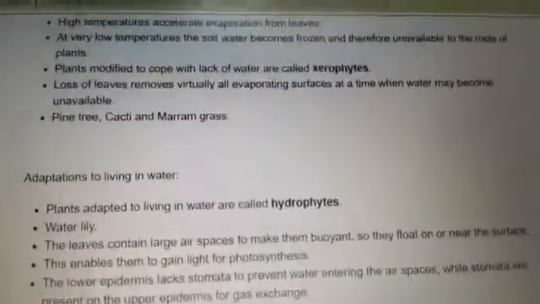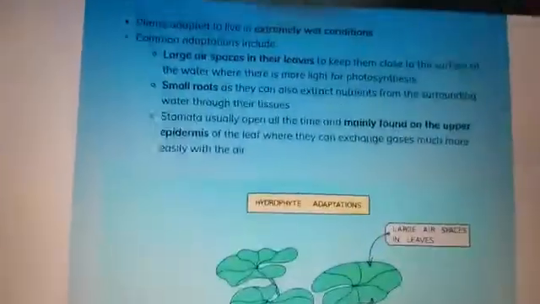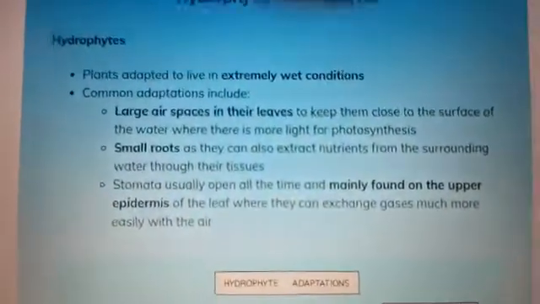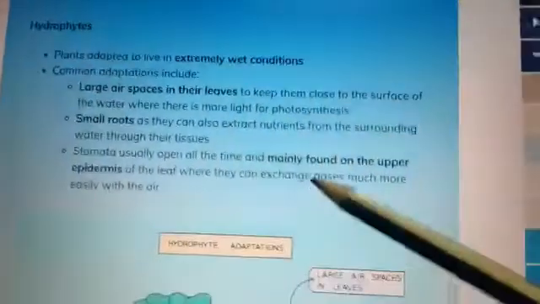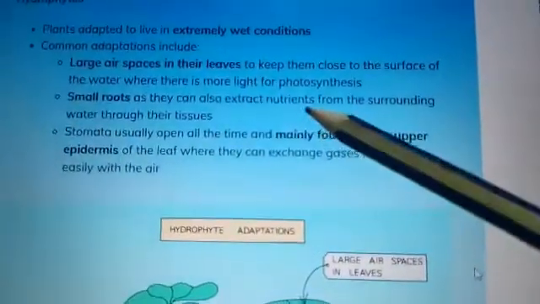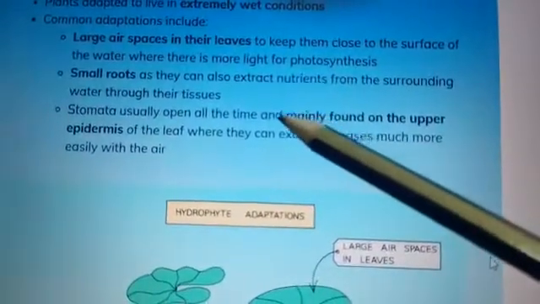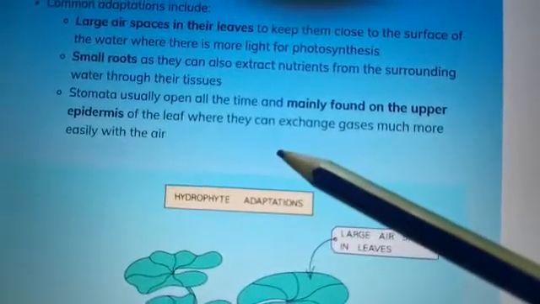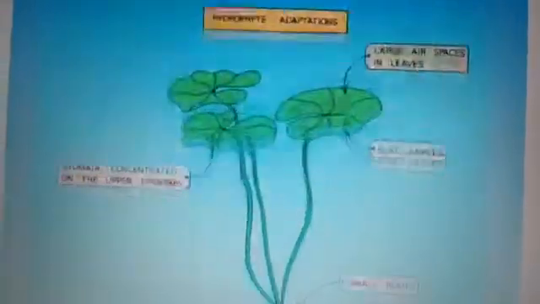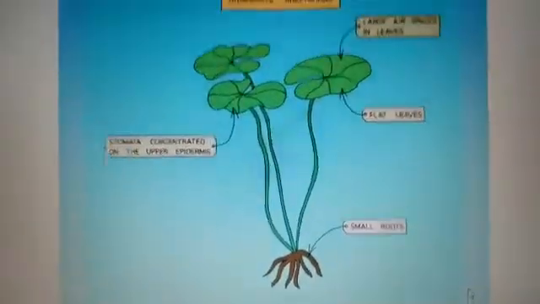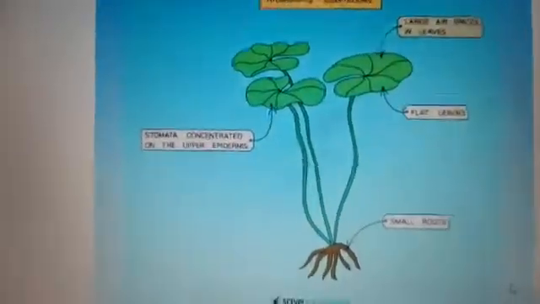Now I will show you the pictures of these plants. You can see here the hydrophytes and the xerophytes. First one, they are talking about the hydrophytes. Plants adapted to live in extremely wet conditions or in water. Large air spaces in their leaves, small roots, and stomata usually open all the time and mainly found on the upper epidermis. You can see here the diagram of the hydrophyte, the water lily or lotus.